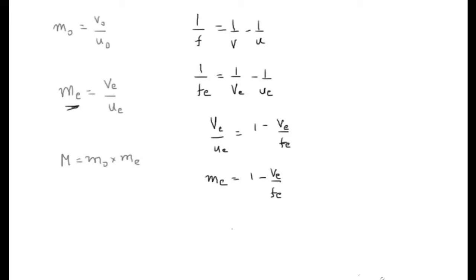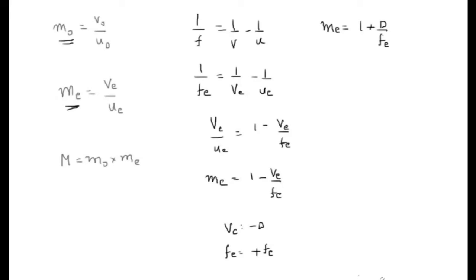Now, if you apply this and remember how we define VE and FE in the figure, we have VE is equal to minus D, correct? Where D was the distance. Next, in this case, FE will become plus FE, correct? Applying the Cartesian sign convention. So if you look at this, the same formula for ME will change to 1 plus D divided by FE, correct? So this is ME.